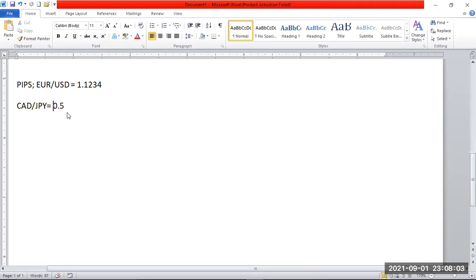This is actually not pips. We are just starting. This is not pips, so okay. I'll go back to this. If you have Euro USD equals 1.1234 USD, this is how we calculate pips. From the fourth decimal place forward is your pip.